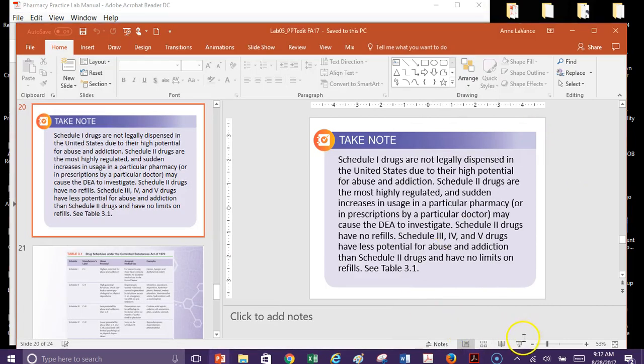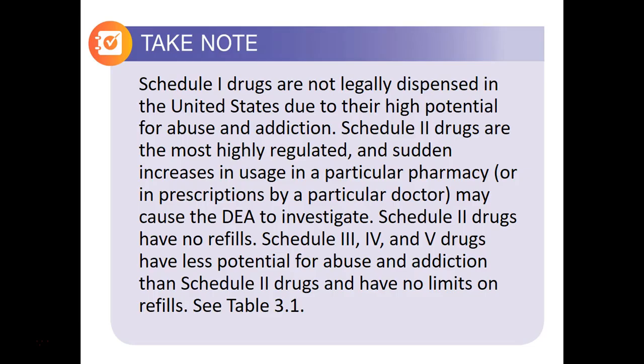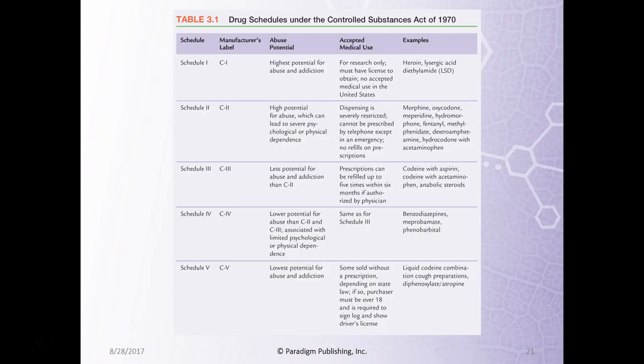Okay, let's continue on. Now, let's talk a little bit more about the scheduling of drugs. So a Schedule I drug is not legal in the United States. It cannot be prescribed. So 2s through 5s are the only ones that can be prescribed. Schedule II drugs cannot have refills. So that's one of the special things about a Schedule II.